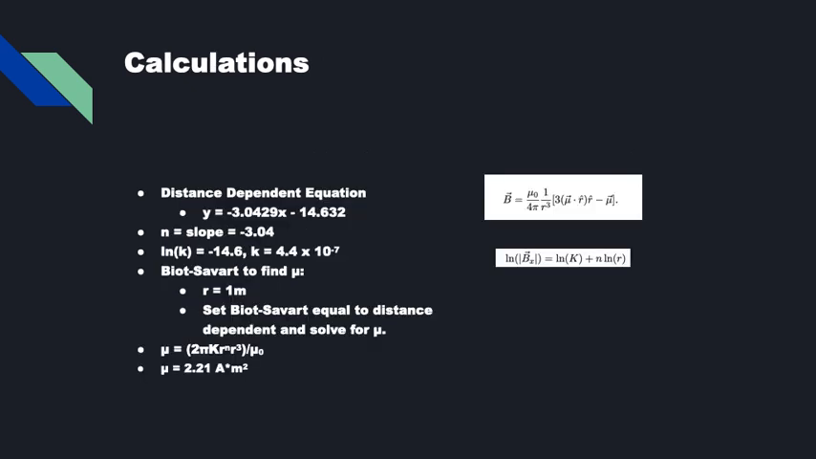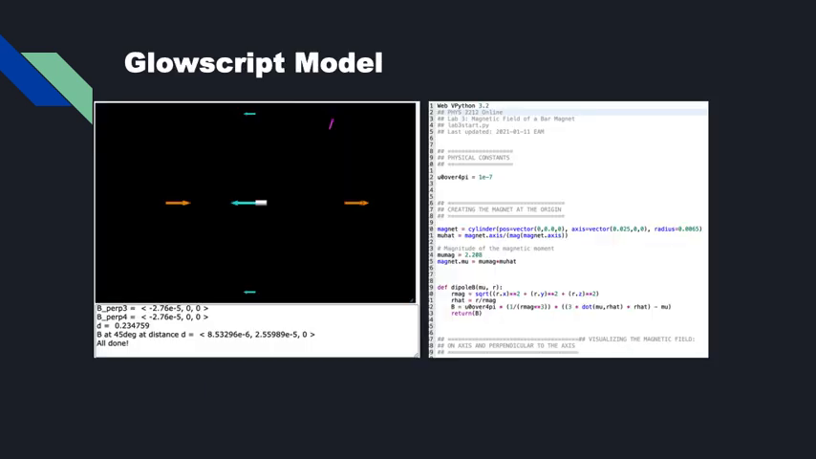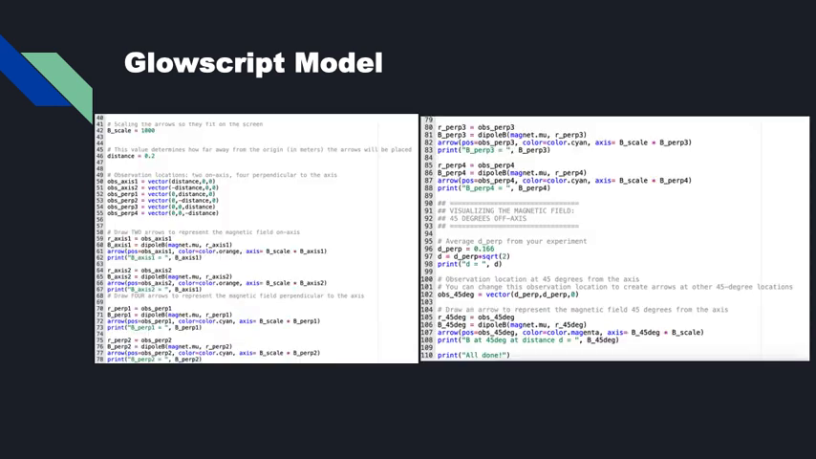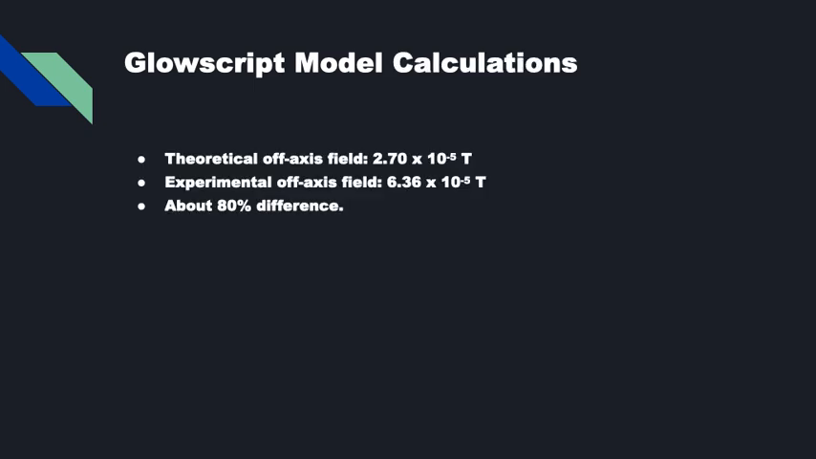And then here are some of the calculations using the Biot-Savart law to find mu and my n value, or the slope of the linearized data. And here's my GlowScript model. So B perp 3, B perp 4, my D, and then my B at 45 degrees, which is the vector at the bottom. Some of my constants. Here's the rest of it. And then here's some more GlowScript model calculations.